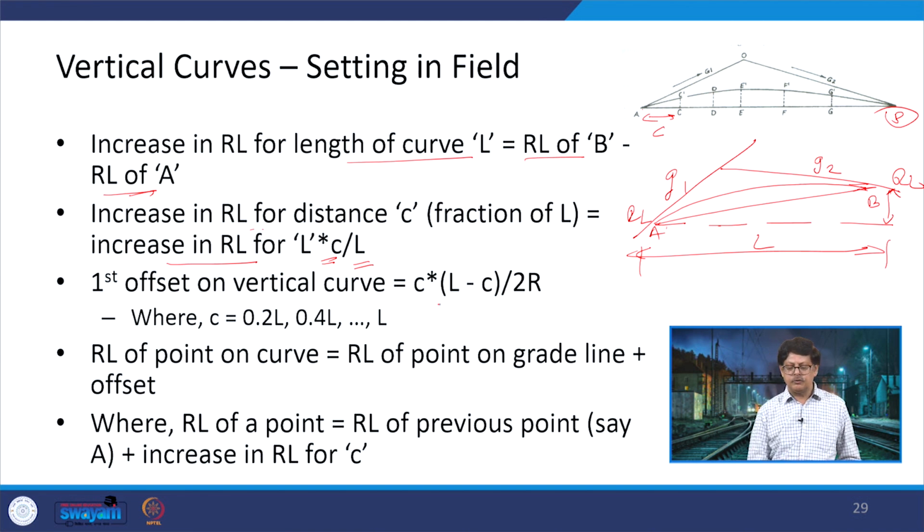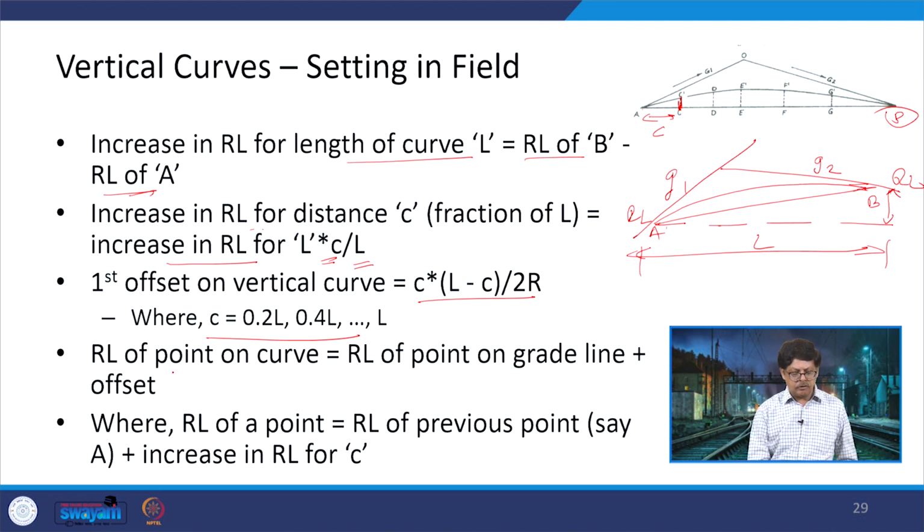So, first offset on the vertical curve will be calculated by C into L minus C divided by 2R. So, that is an offset we are considering. Likewise, we will have different values of C, we are going to divide it into parts, that is what we are talking, 0.2 L, 0.4 L and so up to L.